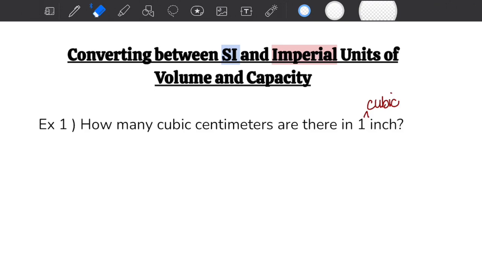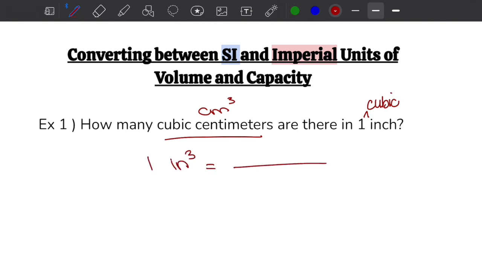The question asks, how many cubic centimeters are there in 1 cubic inch? So essentially what we're trying to do is we're going from 1 cubic inch, and we want to know what that equals in cubic centimeters. So this is the mystery number here. What we're going to do is look for the conversion that compares inches and centimeters.